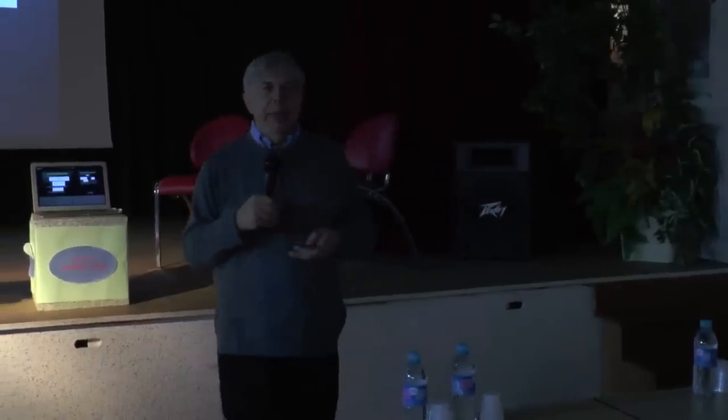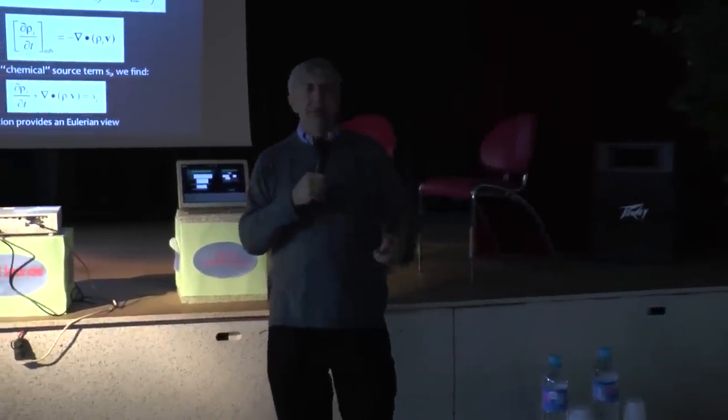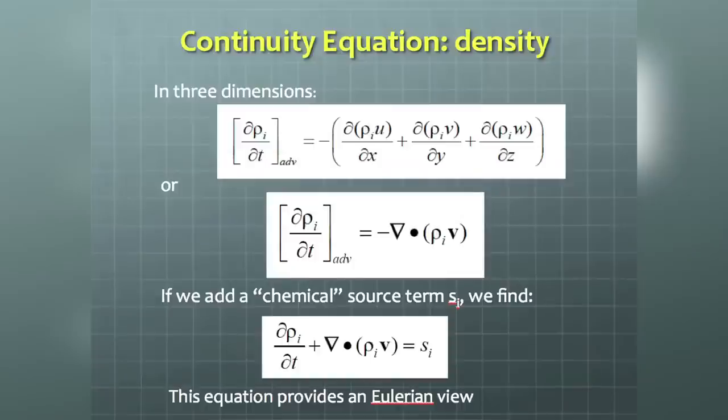It is an Eulerian view, since we are looking at what happens in the box. The box is fixed, and so this is the equation that we will have to solve. Rho i is the mass density of chemical species i, and v is the velocity vector, that is the winds essentially. Si is the chemical source term, production minus destruction. So you have to remember this equation.